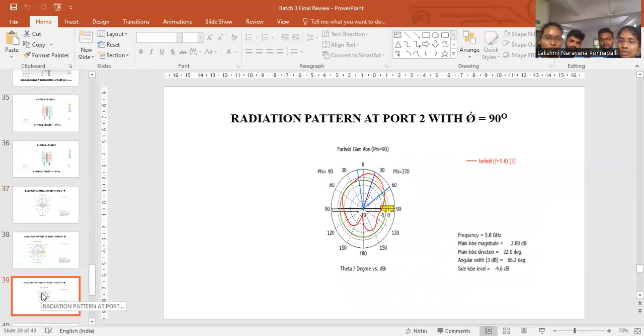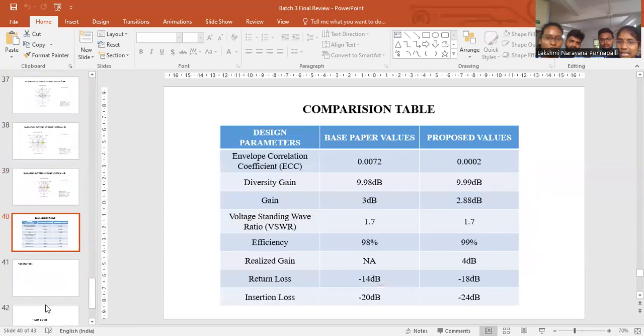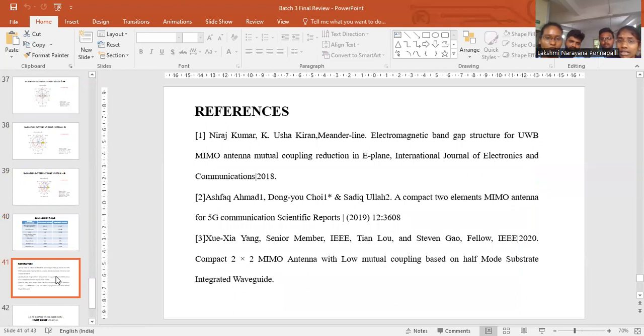This is the graph for the radiation pattern at port 2, which we obtained at theta equal to 90 degrees. This is the comparison table in which we compared our proposed project with our base paper. We obtained very good results, better than our base paper. These are a few references we took to design our proposed project.